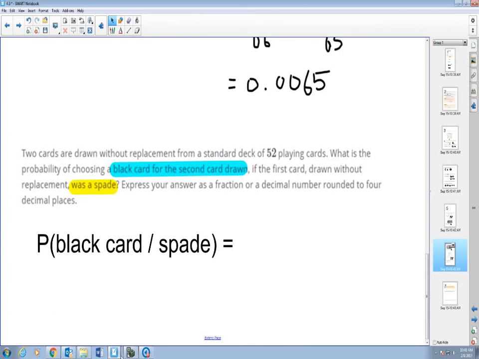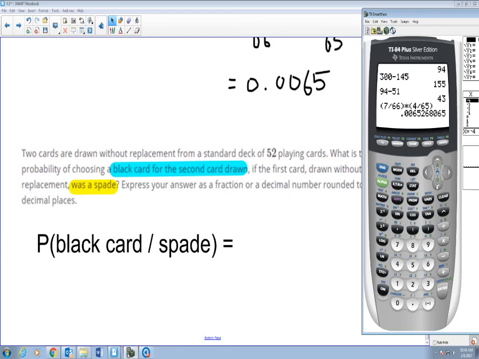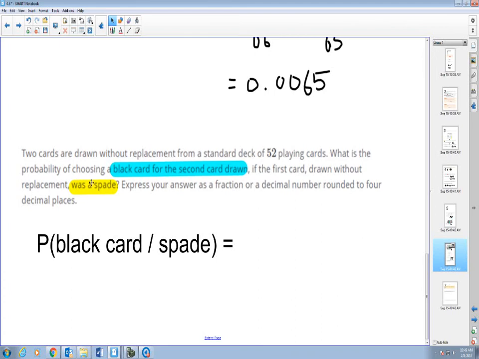Probably a black card given it's a spade. So let's think about this. How many spades do I have? Should be 13 spades. But the problem is to find a black card. So we've got to read this question: what's the probability of choosing a black card for the second card drawn, if the first card drawn without replacement was a spade? I don't think this problem is saying what's the probability of drawing a second card as a black card given that it was a spade. I think it should be the other way around.